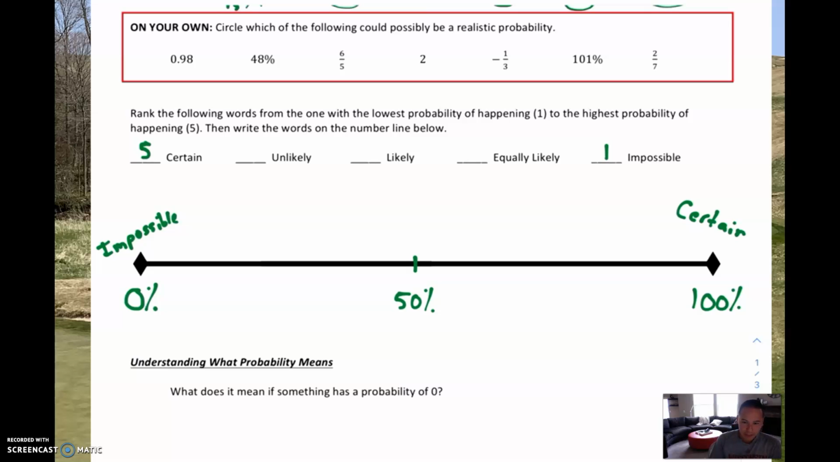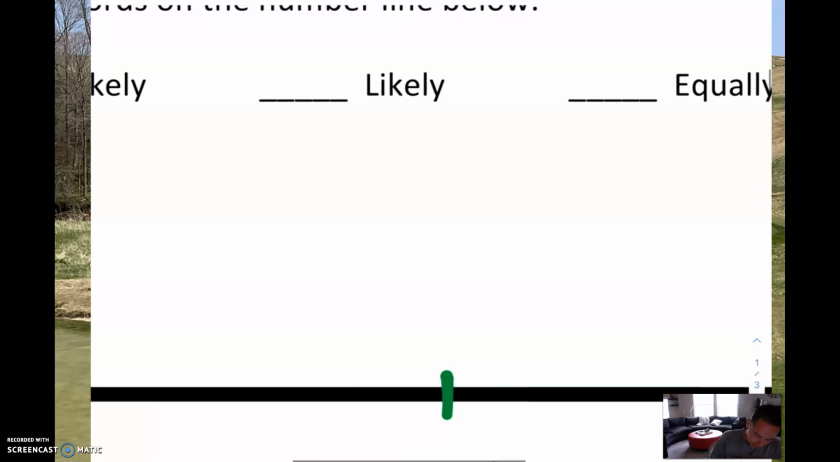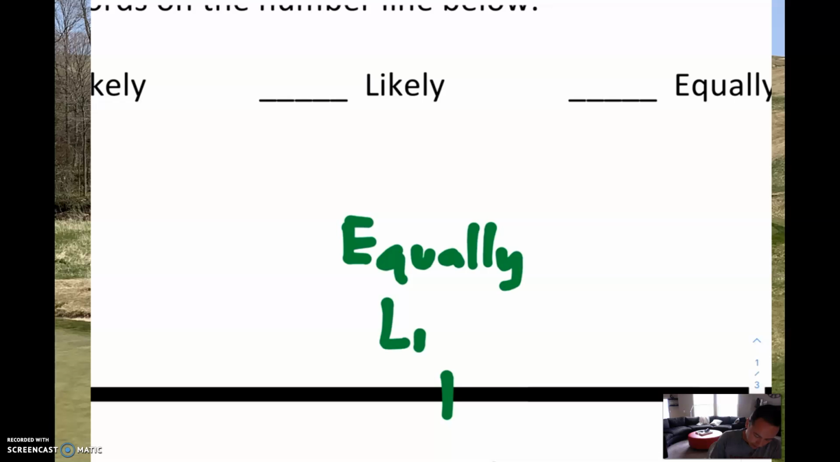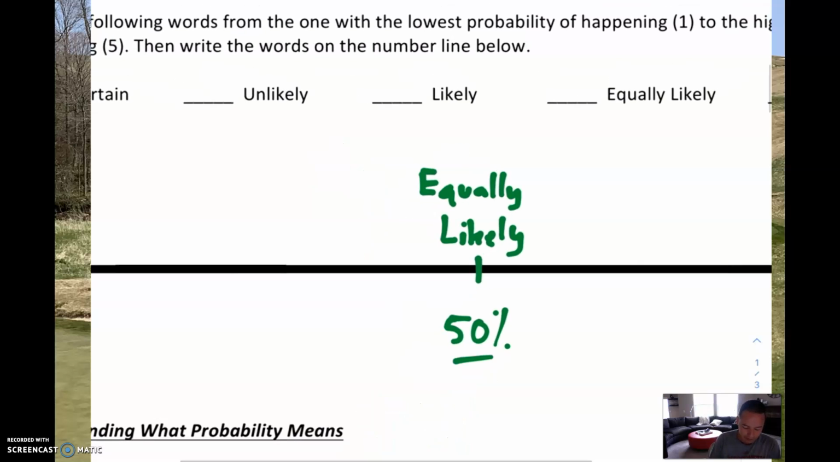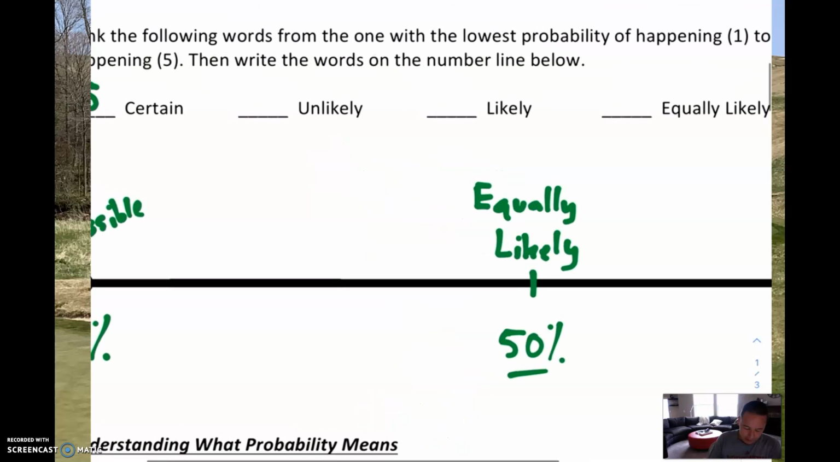Now I'm going to jump to number 3 because I think that one's the next easiest one to do. That phrase, equally likely, that's going to be 50%. So at 50%, I'm going to put equally likely. So if something is equally likely, there's the same chance that it happens as that it does not happen. So you could think of flipping a coin. You've got a 50-50 chance of flipping that coin, and it could either be heads or tails. It's 50-50, it's equally likely. So there's a 50% chance. That was my number 3.